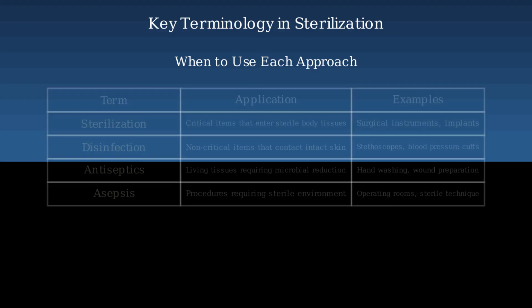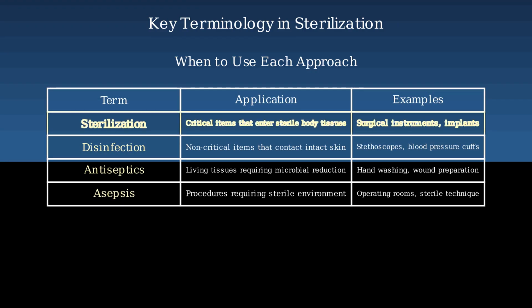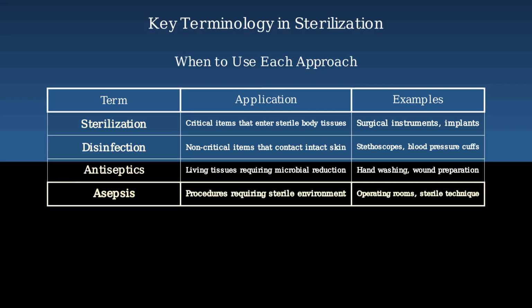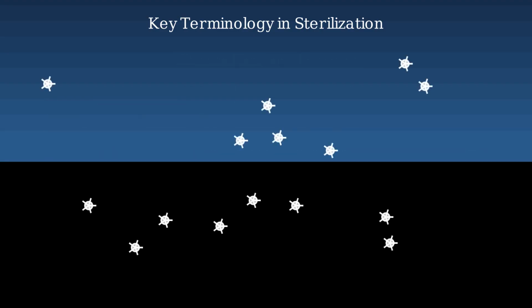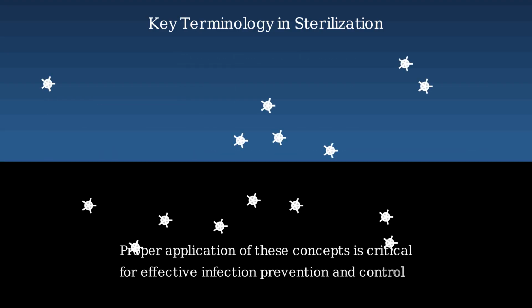Let's examine when each approach is appropriate in different healthcare settings. Sterilization is essential for critical items entering sterile body tissues, like surgical instruments. Disinfection is suitable for non-critical items that contact intact skin. Antiseptics are used on living tissues requiring microbial reduction. Aseptic techniques create and maintain sterile environments for procedures. Understanding these key terms is fundamental to infection control practices across all healthcare settings.